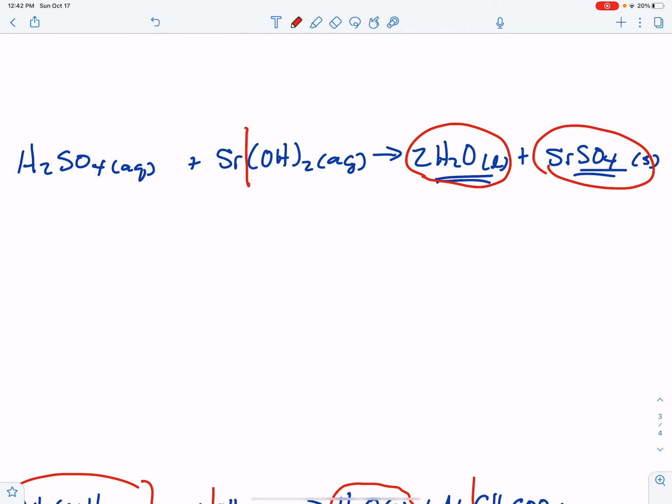This will break apart. It's in the OHs. It's one of the ones that will break apart. It's the exception in the OHs. Most of them stay together. And then over here, this is one of the H's, the exceptions that also break apart.